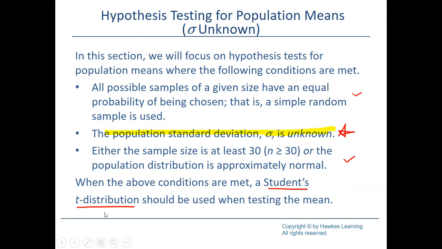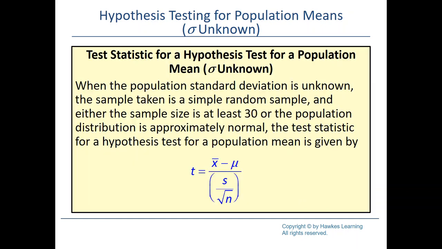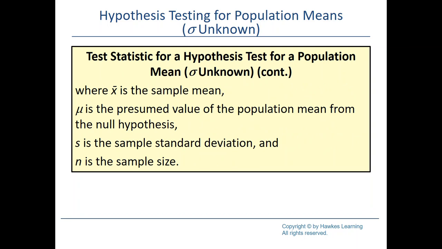Okay, now with student T distributions, if you are going to do this by hand, please understand that to get your test statistic, it's going to use the formula of X bar minus mu, divided by the sample standard deviation divided by the square root of n. Again, X bar is our sample mean, mu is the presumed value of the population mean that's going to come from the null hypothesis, S stands for our sample standard deviation, and n stands for our sample size.